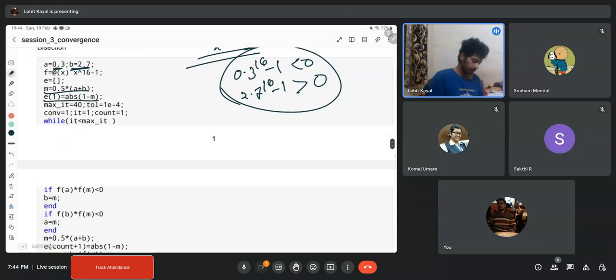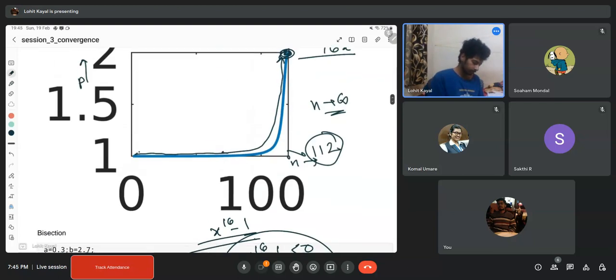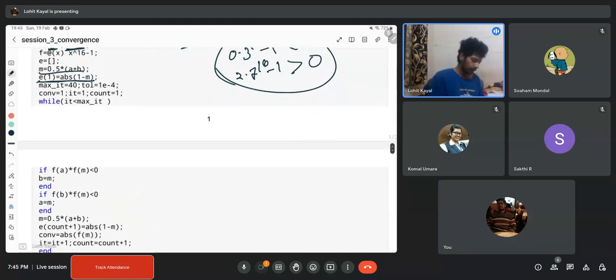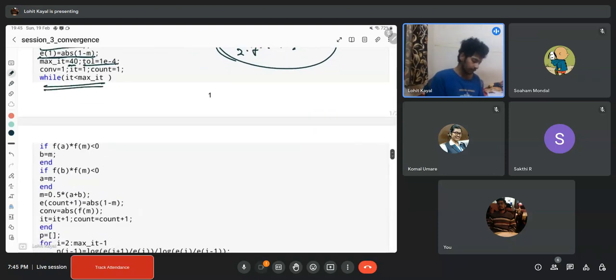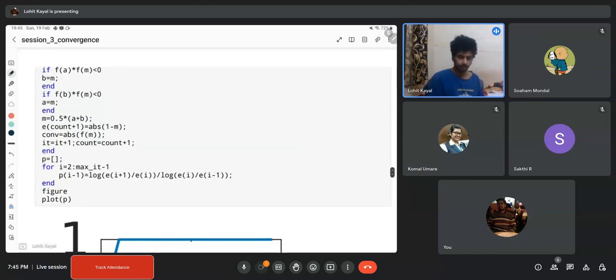So this is my first initial guess. I have also taken the first P1. This is the first error, E of 1. And I am taking my maximum iterations as 40. I have given a tolerance, but I have not used it. So while IT is less than max IT, then exactly the same code, the same one I showed a moment before. So I will not go through it again.